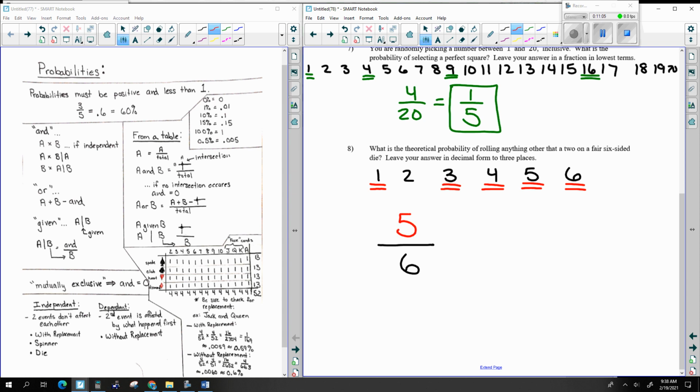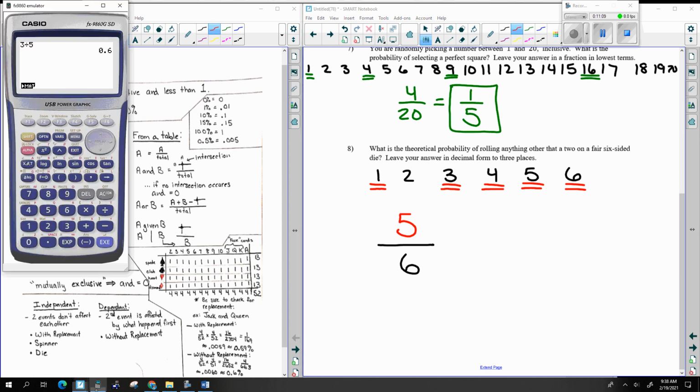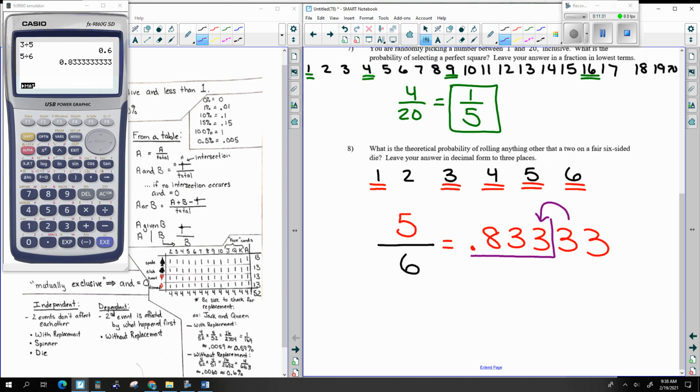They want a decimal to 3 decimal places. So let's take a look at our calculator here. So 5 out of 6 is 0.8333... I'm just going to write this out here. And so if I'm rounding this to 3 decimal places, 1, 2, 3, I notice that this 3 does not round. And so that would be 0.833.